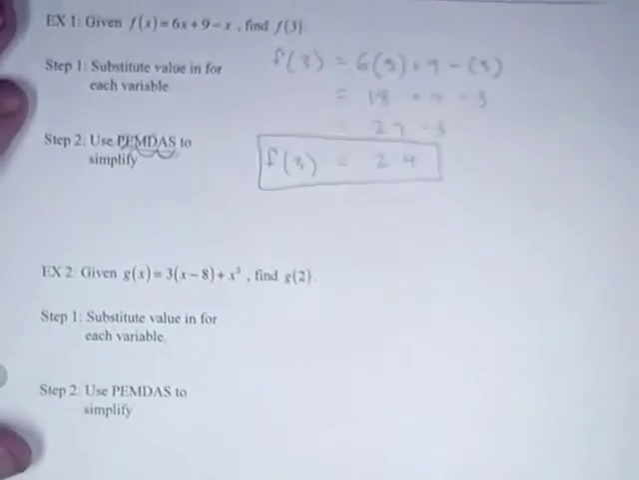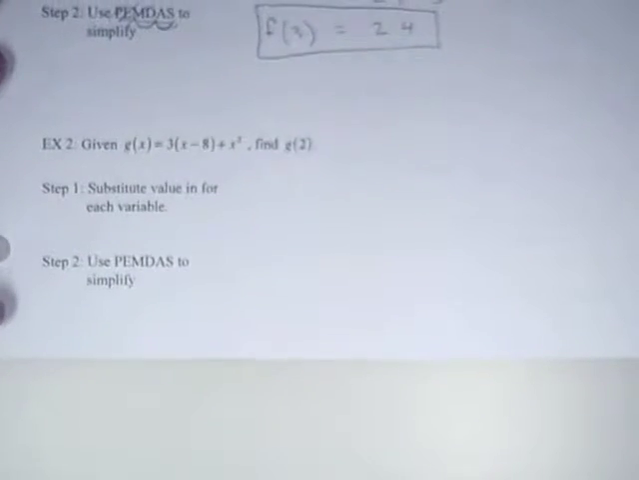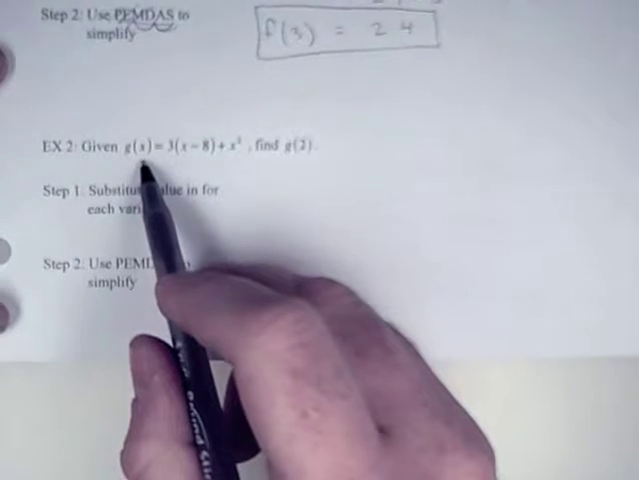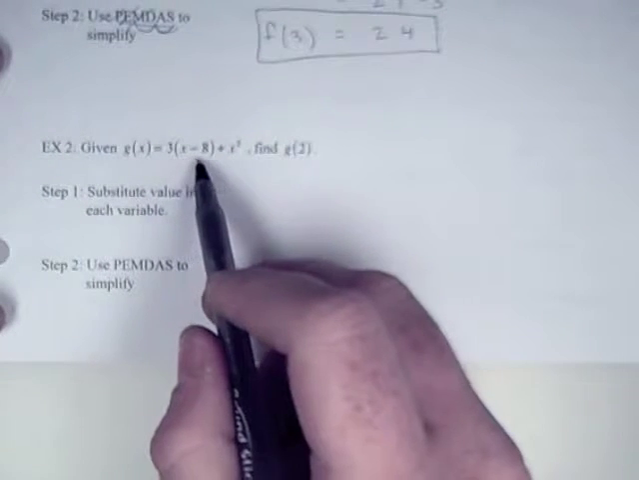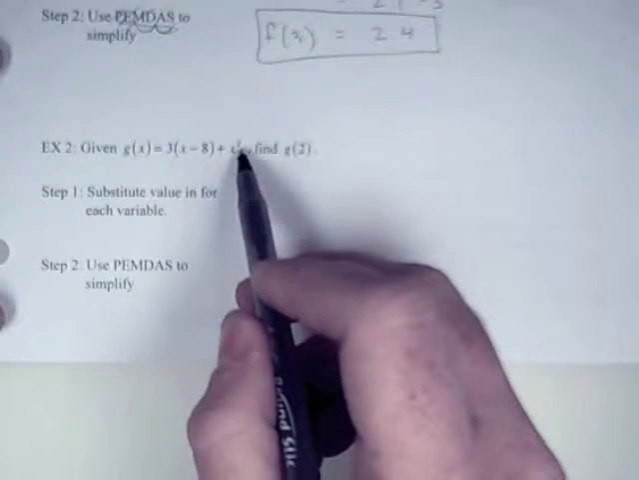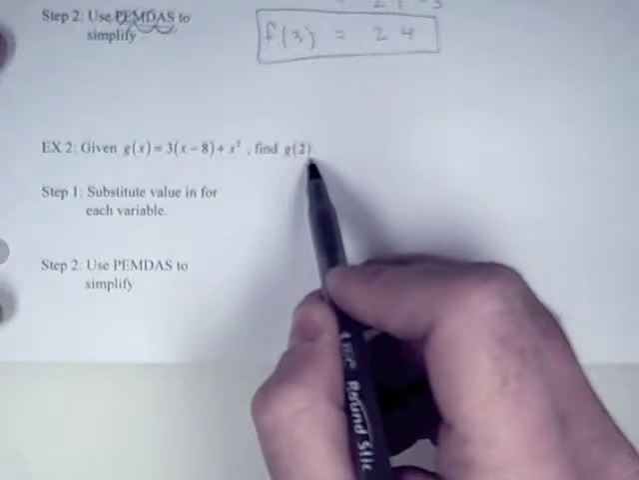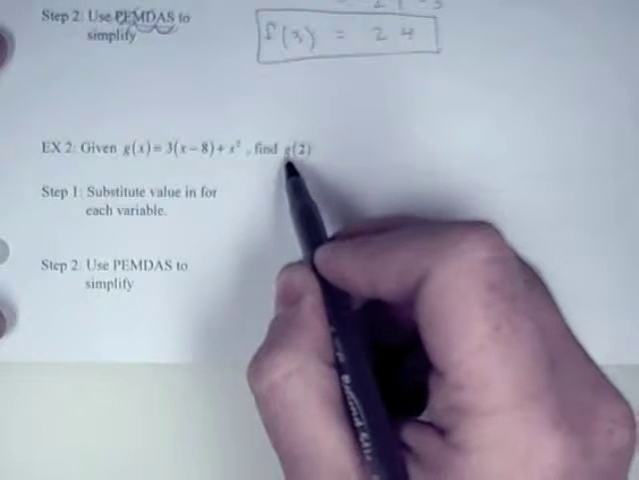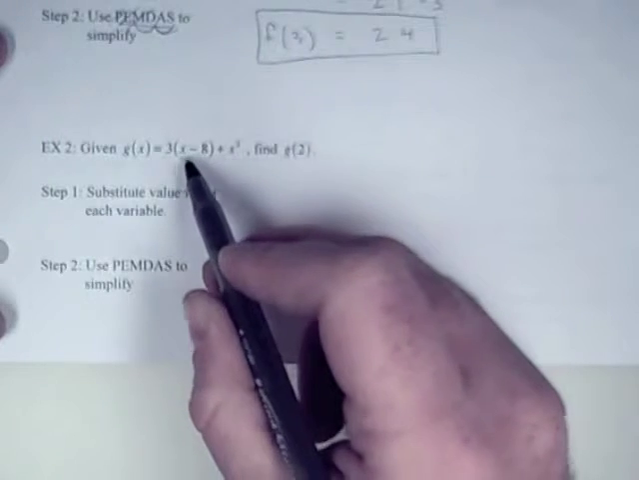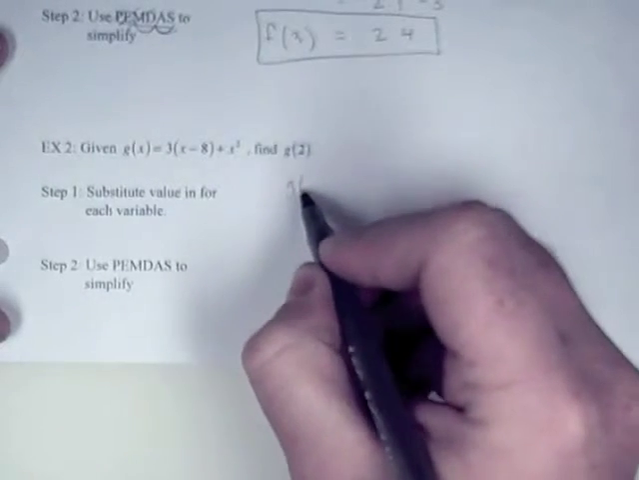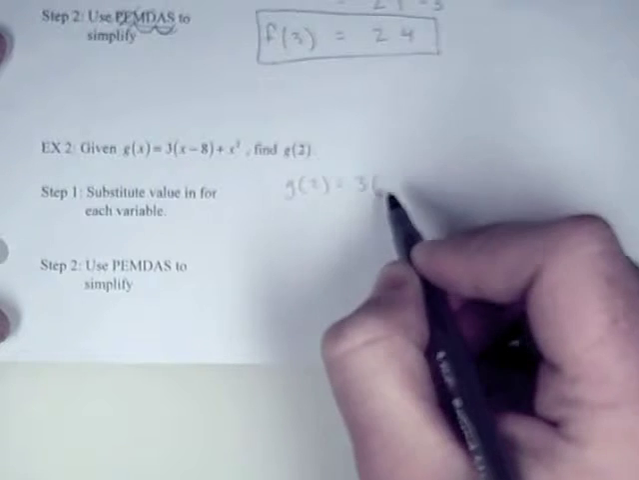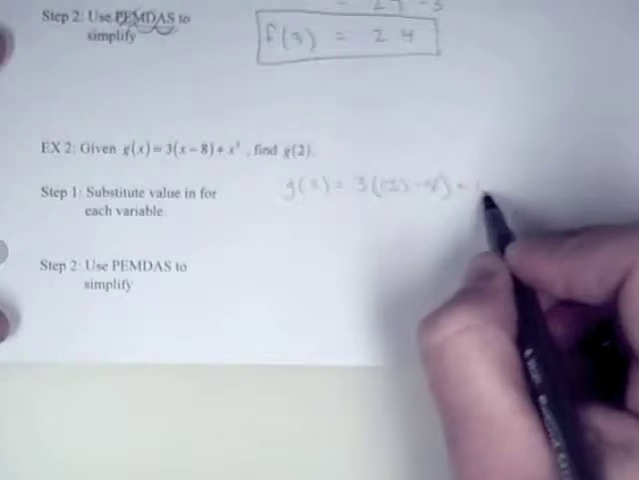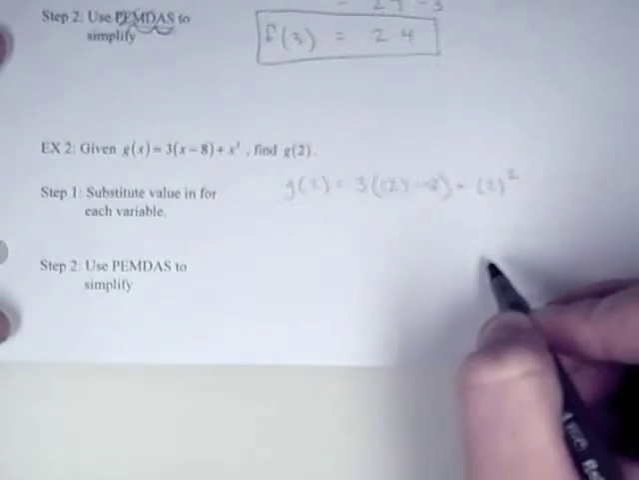In example number 2, we'll do the same thing. Given g of x equals 3 times x minus 8 plus 2, x squared, find g of 2. So again, we'll take 2, because it's inside the parentheses, and plug it into function g anytime we see an x. G of 2 equals 3 times 2 in parentheses minus 8 plus 2 in parentheses squared.